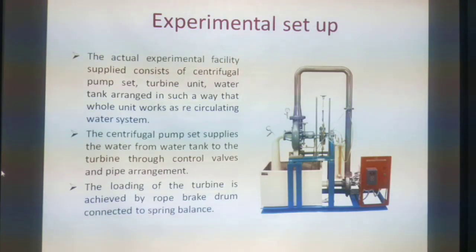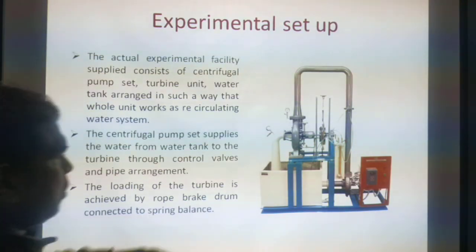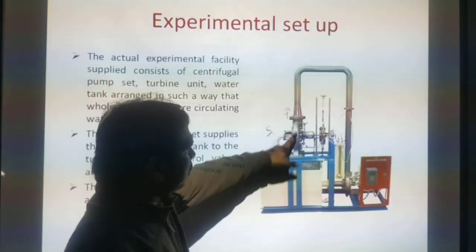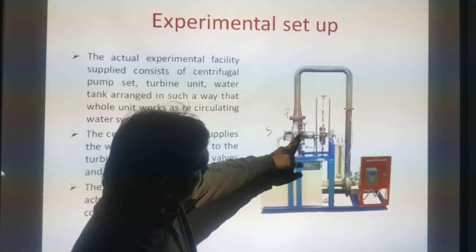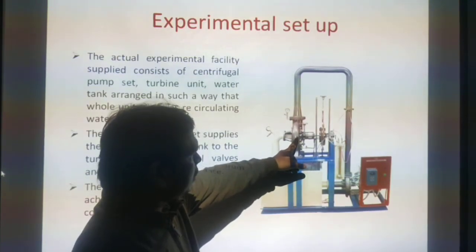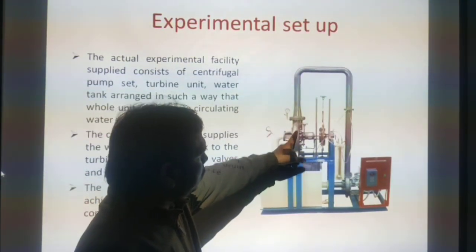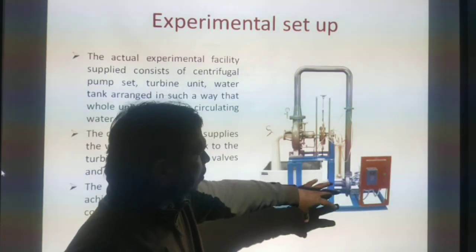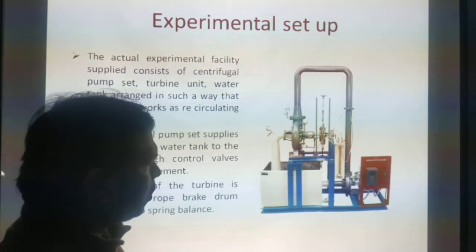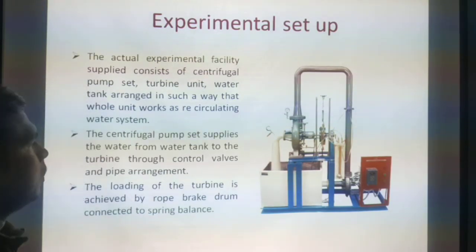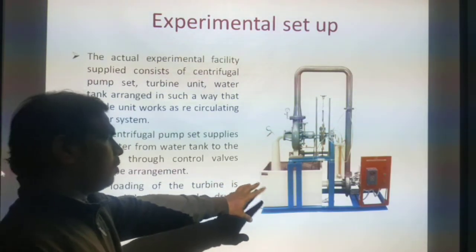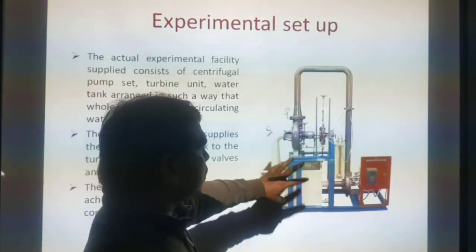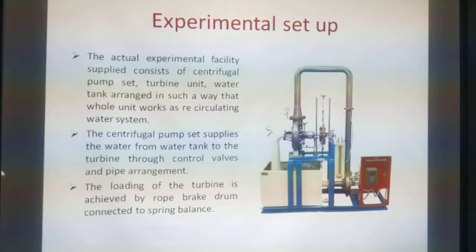Next, the experimental setup. This is the machine setup to find the efficiency of the Francis turbine. The turbine is installed at this portion. Okay, here is the Francis turbine, and the arrangement is to find the efficiency of the Francis turbine. We will go to the machine practically and see different parts and different sections of the machine.